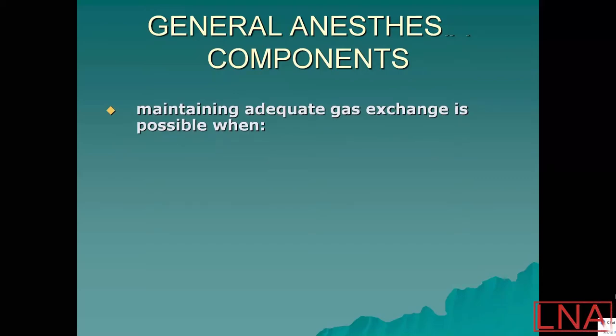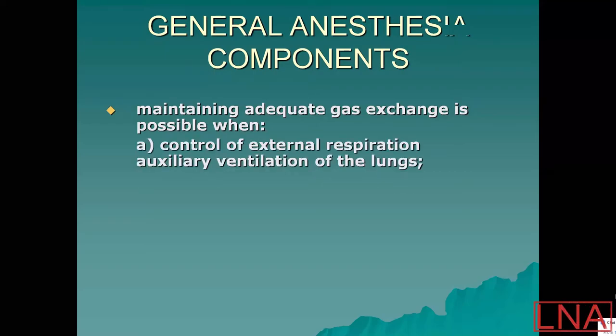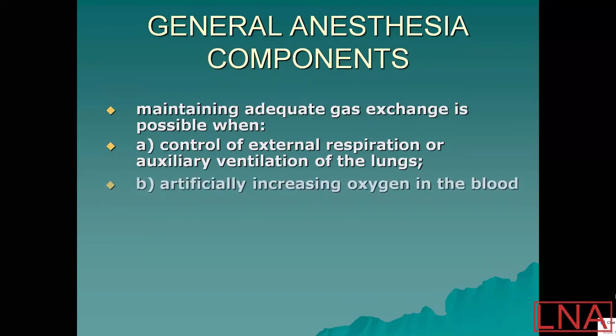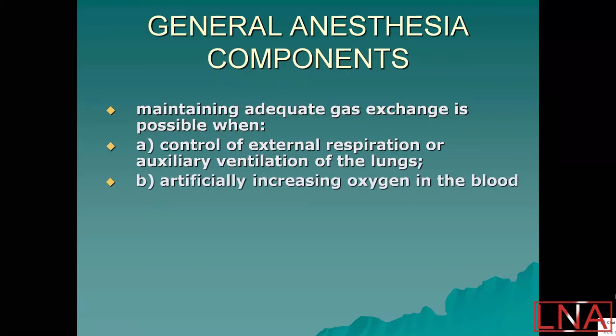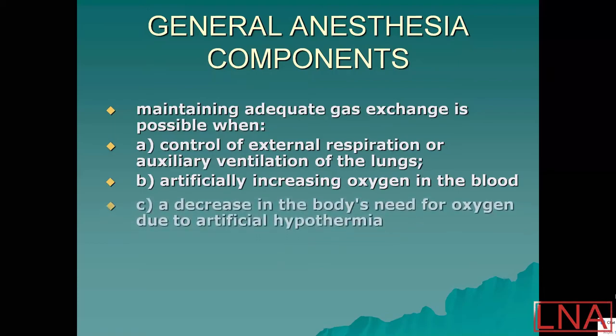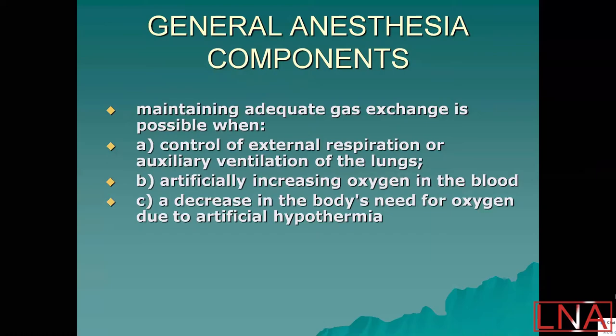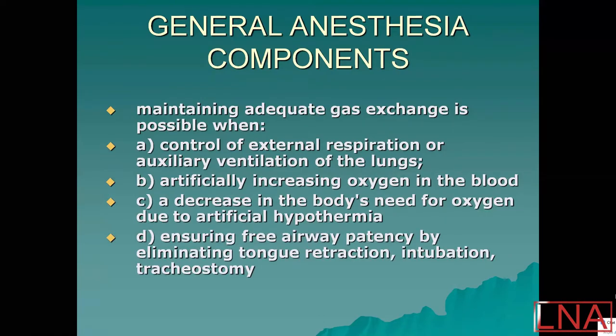Maintaining adequate gas exchange is possible with control of external respiration, or artificial ventilation of the lungs. Artificially increasing oxygen in the blood. A decrease in the body's need for oxygen due to artificial hypothermia. Ensuring free airway patency by eliminating tongue retraction, intubation, and tracheostomy.